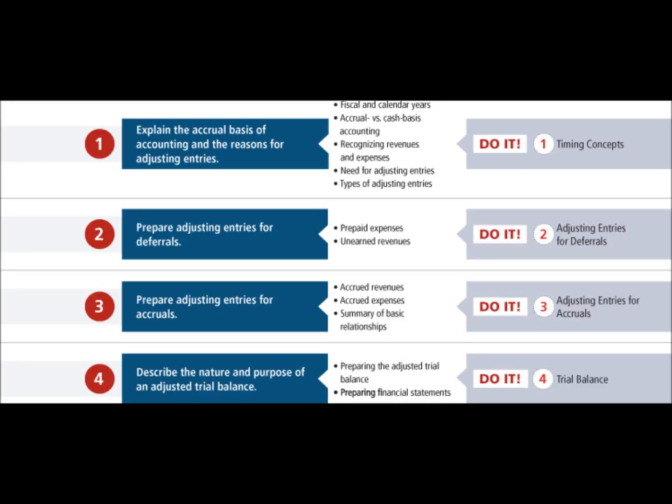All right, on page 95, chapter 3, adjusting the accounts, we have 4 learning objectives. Number 1, explain the accrual basis of accounting and the reasons for adjusting entries. Number 2, prepare adjusting entries for deferrals. Number 3, prepare adjusting entries for accruals. And number 4, describe the nature and purpose of an adjusted trial balance.